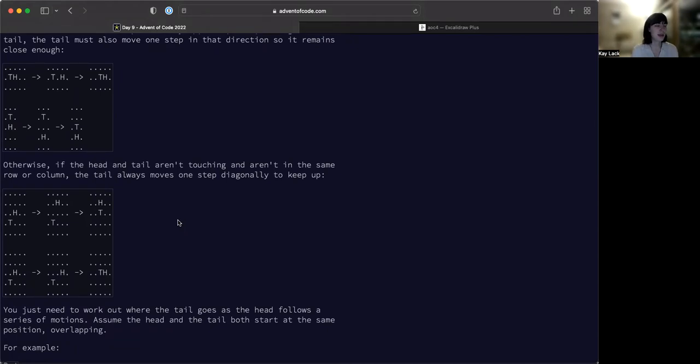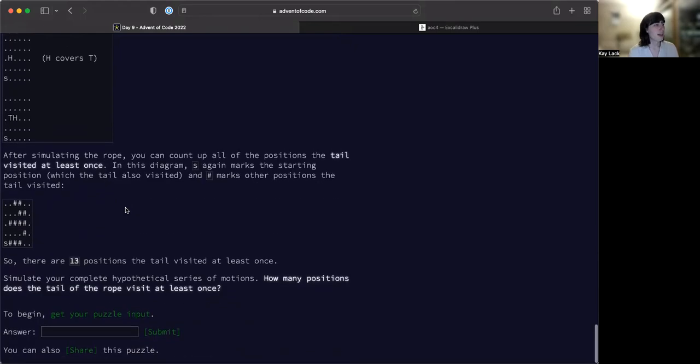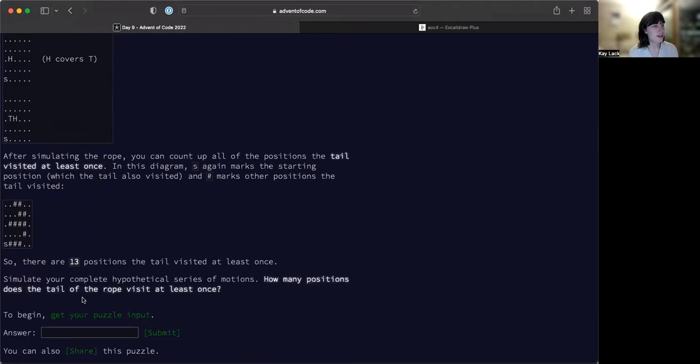If they're not in the same row or column, let's say they're diagonal, then the tail will move a diagonal step to close the gap. And our task is to essentially work out how many positions the tail of the rope visits at least once.